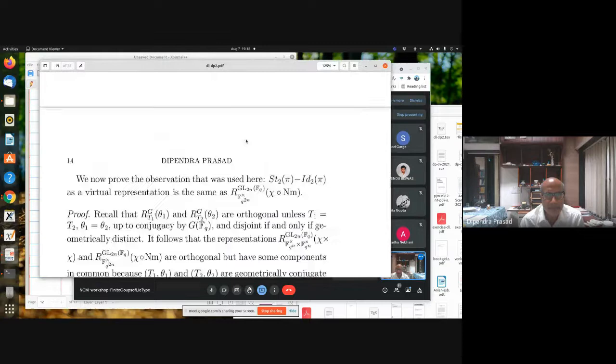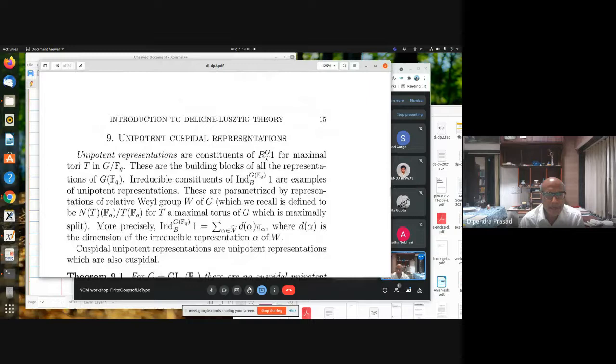Okay, so there is this basic definition in the subject. Unipotent representations of G are constituents of R_T^G(1) for maximal tori T in G(F_q). So you look at all the possible maximal tori, but only look at the trivial character, and you look at all the constituents. These are called unipotent representations.